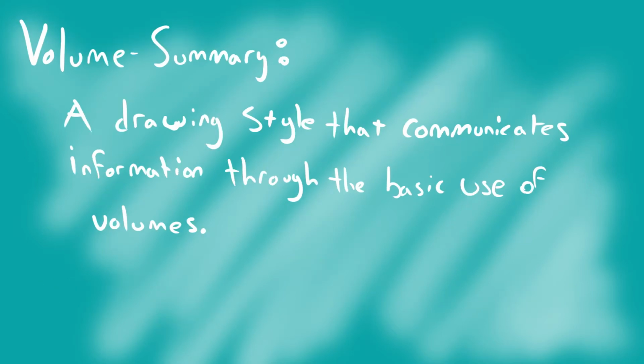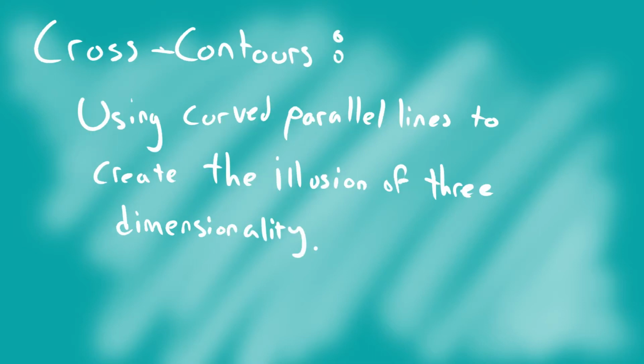Volume summary is a drawing style that communicates information through the basic use of volumes. Cross contours are using curved parallel lines to create the illusion of three-dimensionality.